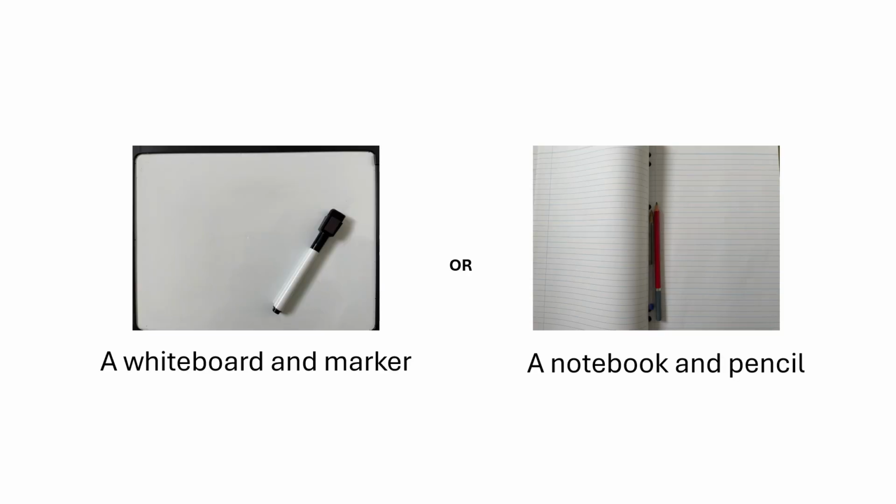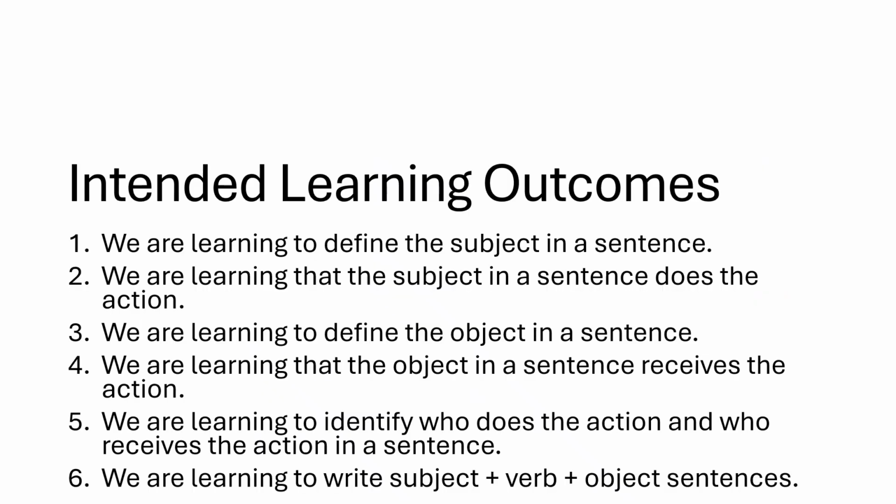It is important to write when you are asked to. It helps you to learn. You can use a whiteboard, but ideally a notebook would be best. That way, you can keep a record of your learning. There are 6 intended learning outcomes to achieve by the end of the lesson.